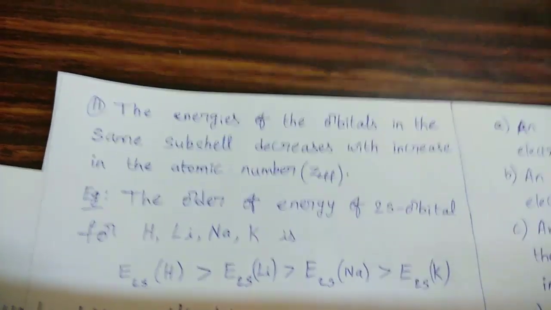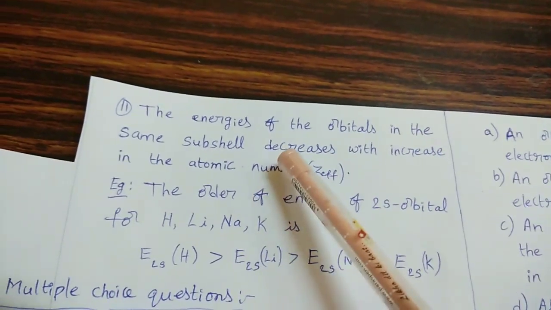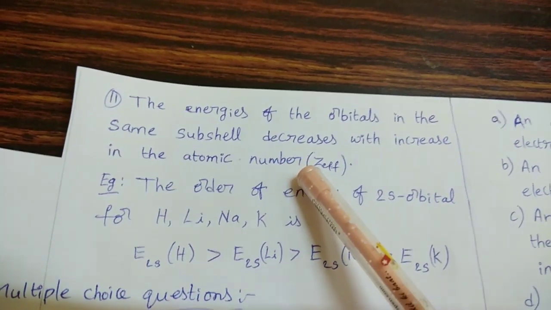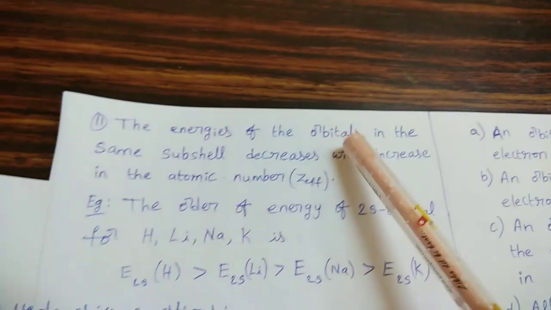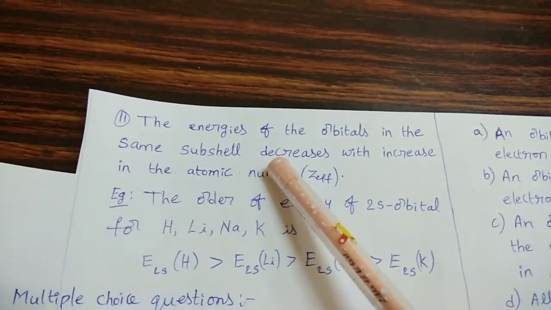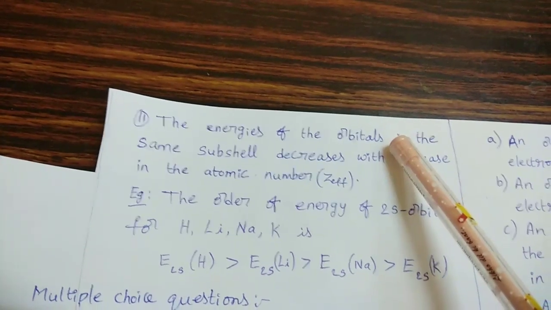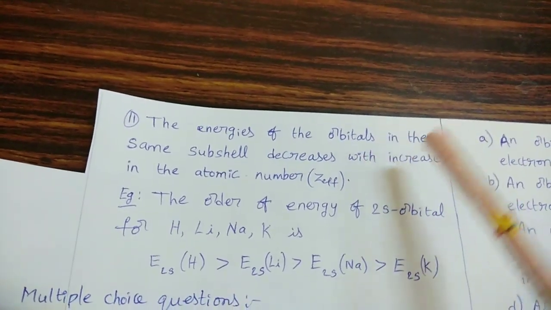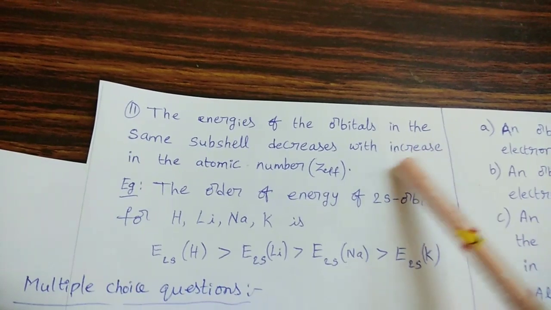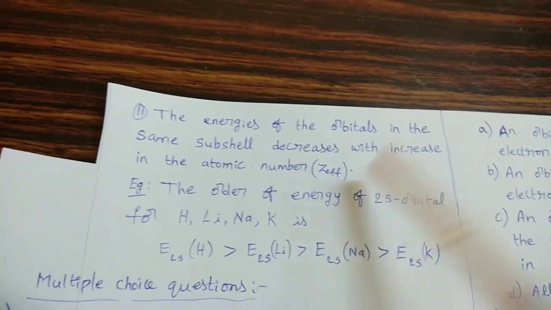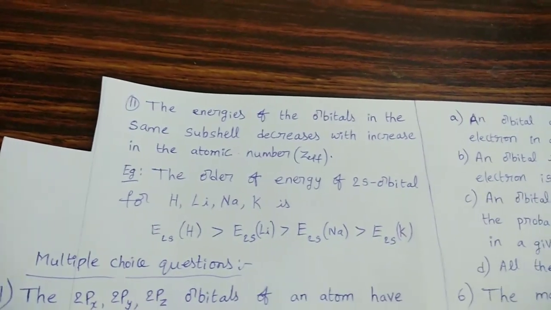Next, the energies of the orbitals in the same subshell decrease with increase in the atomic number. Energies of the orbitals in the same subshell: if we consider energies of the orbitals in the same subshell, their energy decreases with increase of atomic number. Here atomic number means effective nuclear charge.